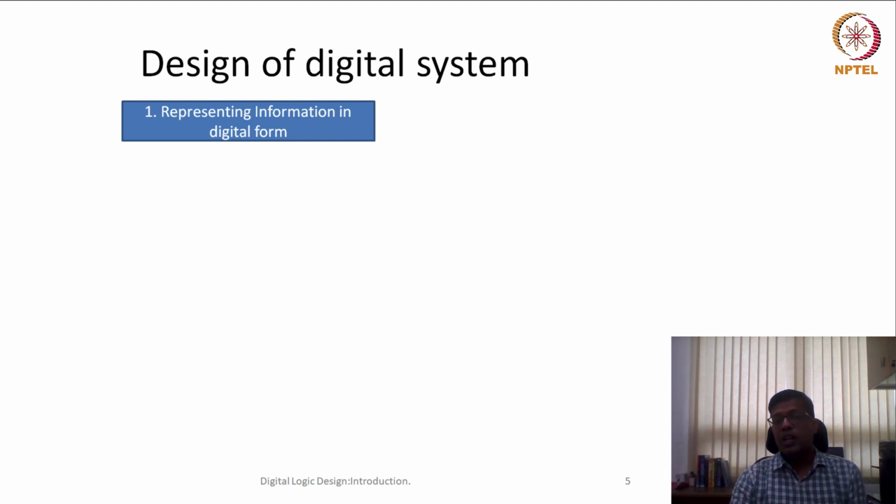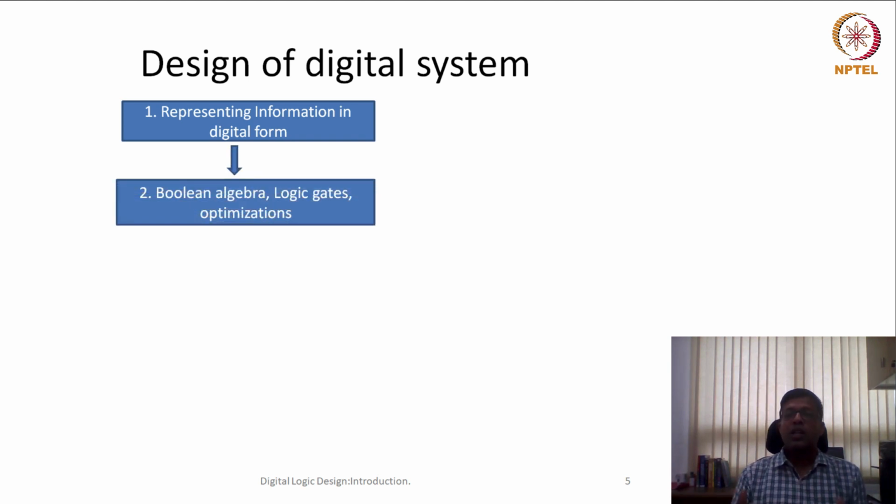After learning how to represent information, we will learn the basic algebra. This algebra is called Boolean algebra, and it will tell us how to process this information. Then, to implement that Boolean algebra, we will also learn different kinds of logic gates, and how optimization can be done, how the same logic can be represented with the smallest number of gates or smallest area. So this would be our second module.